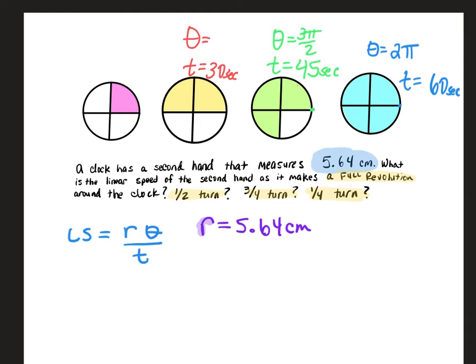What is it? 2 pi is one whole circle. So how much is a half? Just 1 pi, good. And then if I make a quarter turn, what's my theta here for a quarter turn?